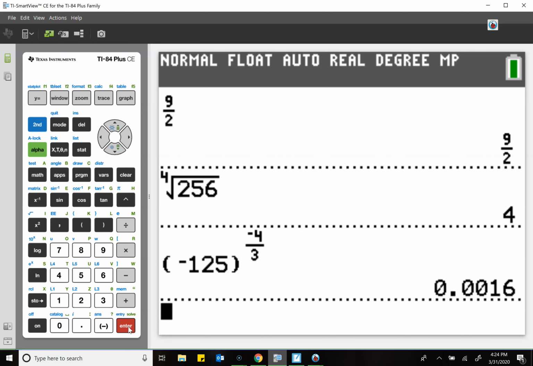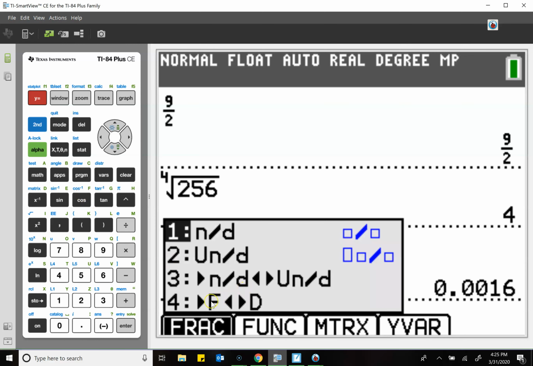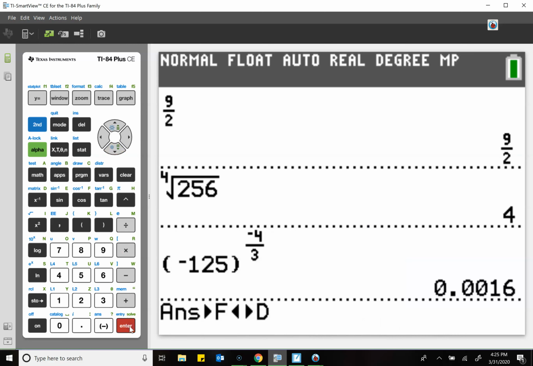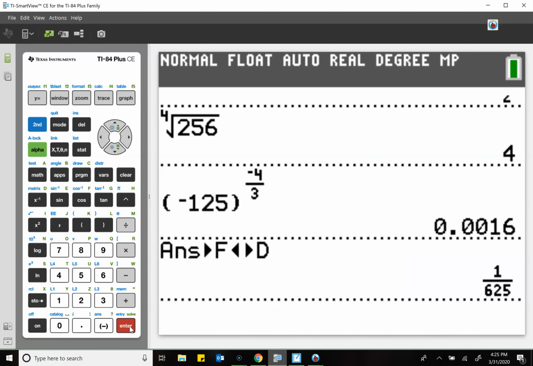0.000116. Now I'm sure it wants it as a fraction. So if you hit alpha y equals, this number 4 turns it into a fraction. So scroll down to it, hit enter, and that will turn our answer to a fraction, which is 1 over 625. And there's your answer. Just let the calculator do the work. Now, let me show you what the math does.